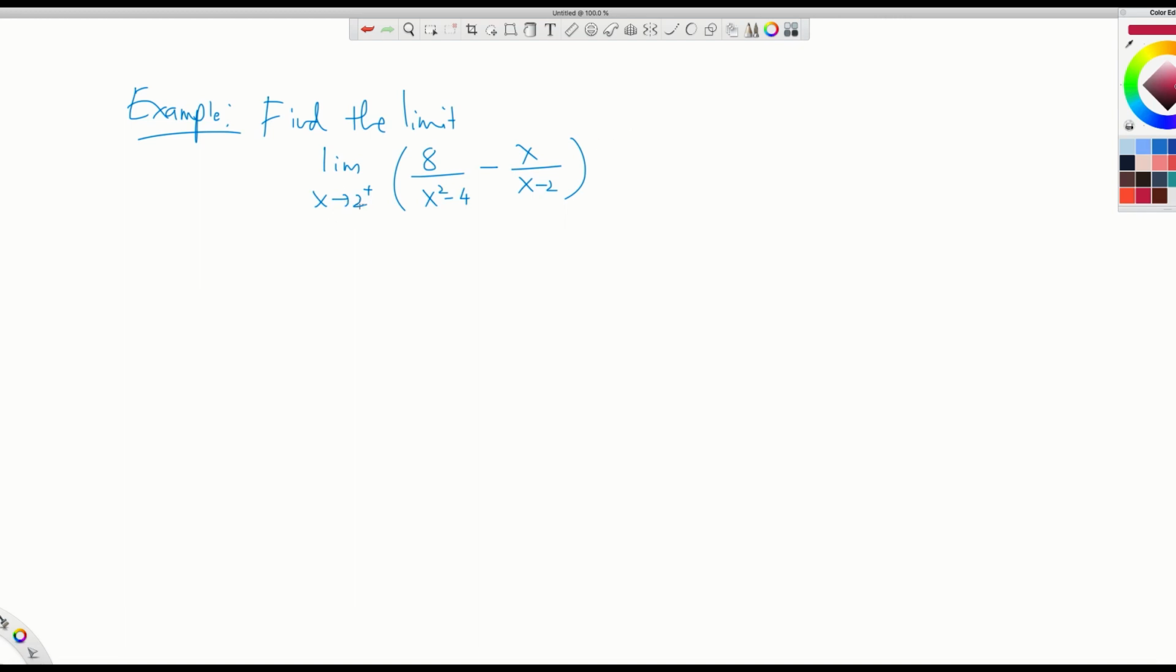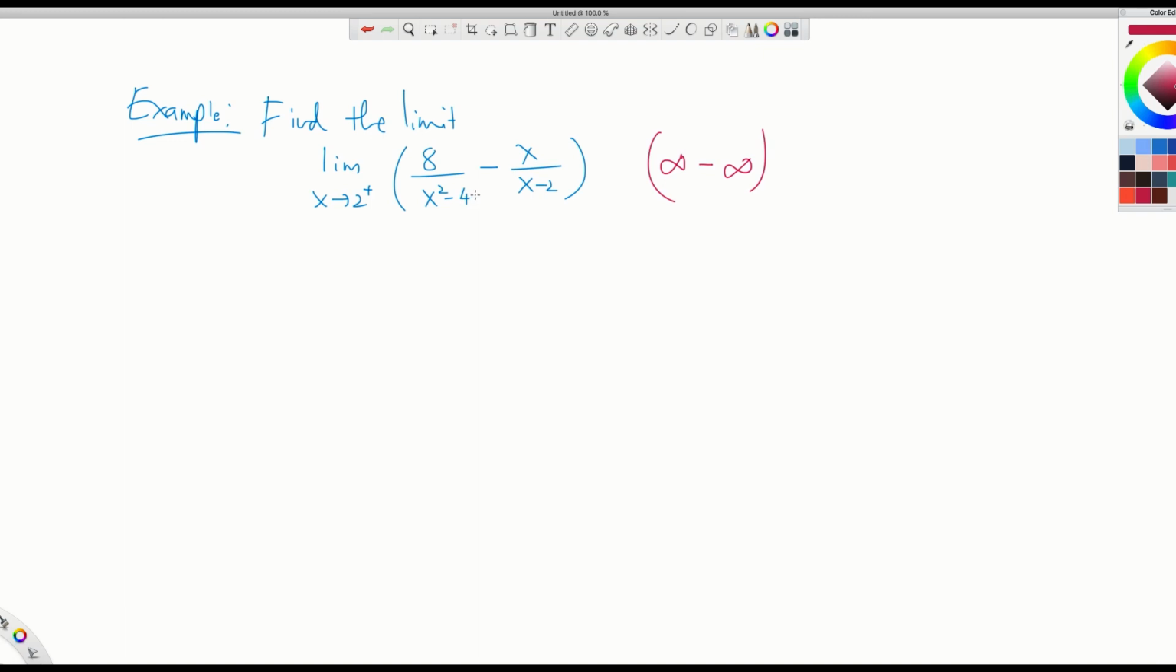Okay, let's plug in the limit directly. You get 8 over, although it is 2 plus, we just plug in 2, right? So you get 8 over 2 squared minus 4, that is 8 over 0, which is infinity, minus 2 over 2 minus 2, that is 2 over 0 again, which is infinity. So this is infinity minus infinity, an indeterminate form, okay? So how do I do this problem? What we do is try to combine these two fractions, then simplify and then take the limit.